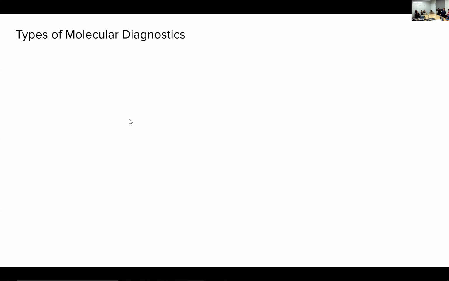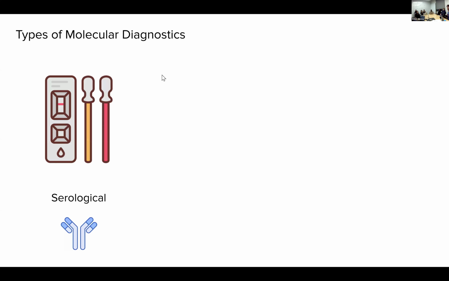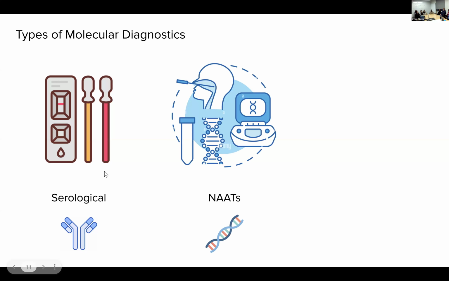One that you might be familiar with is the serological assay. Most of the rapid tests, like the COVID rapid test, where you did a nasal swab and then put the drop onto this part here, are lateral flow assays. That is a serological test because it's detecting an antibody. And there are other tests called nucleic acid amplification tests that are detecting at the DNA or RNA level. That's what we'll go more into today.